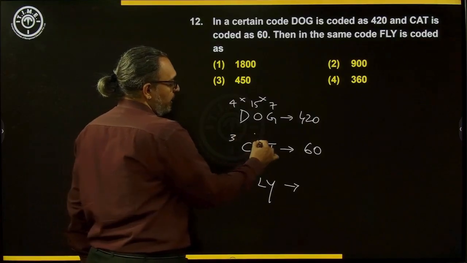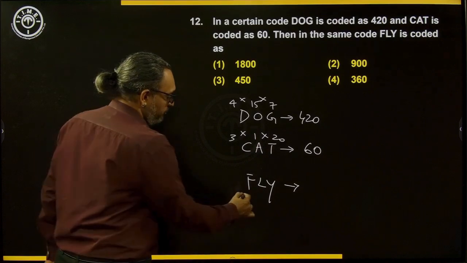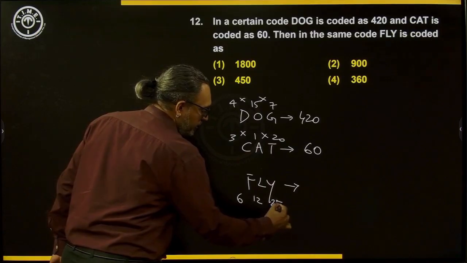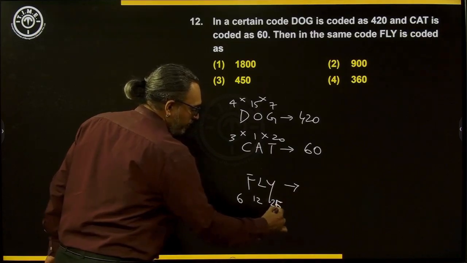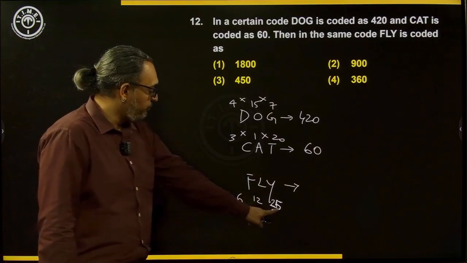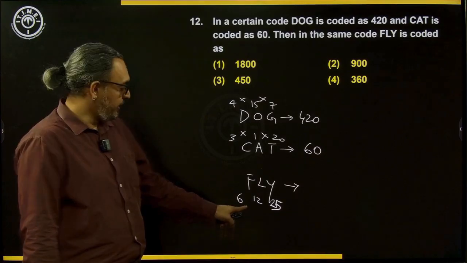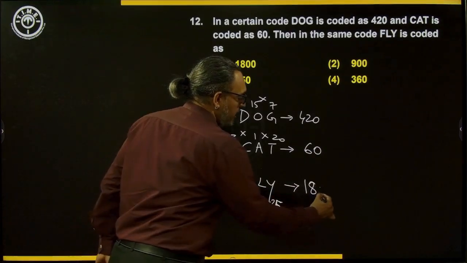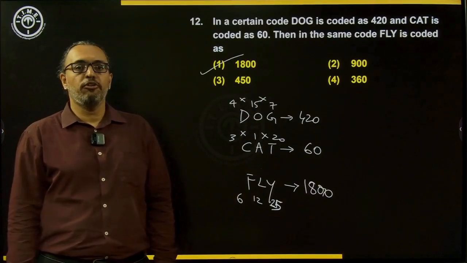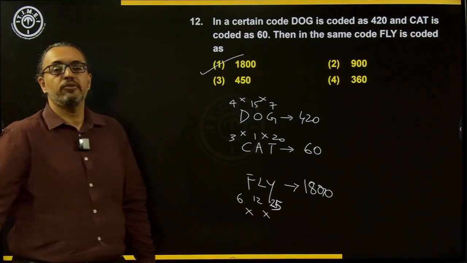Here see 3, 1, 20. Multiply 3 into 1, 3. 3 into 20, 60. So same way 6, 12 and 25. Correct? So 25 into 12 is how much? 300. 300 into 6 gives you 1800, and that's available in first option. Product of place values is the logic. Understood?